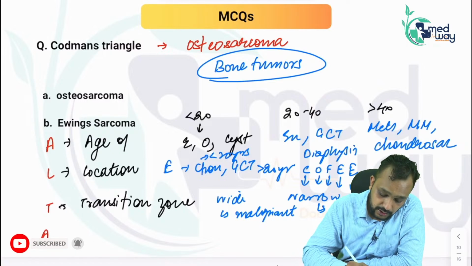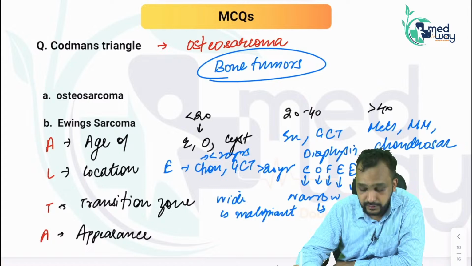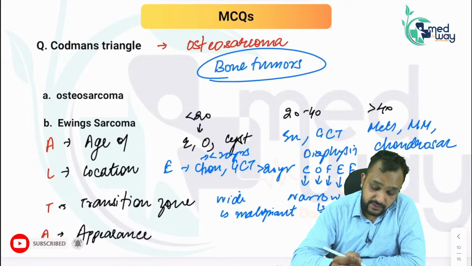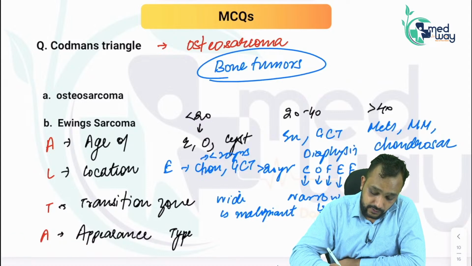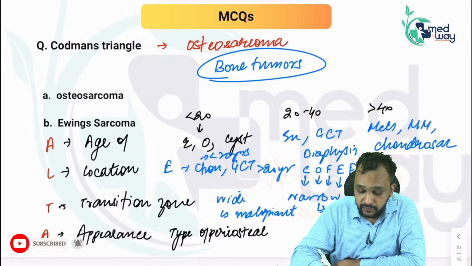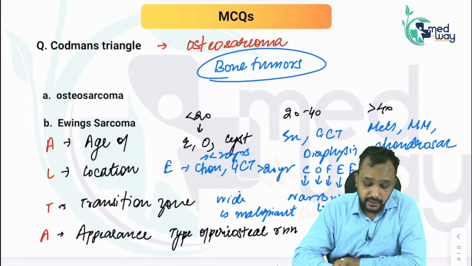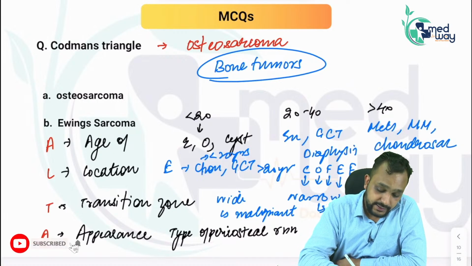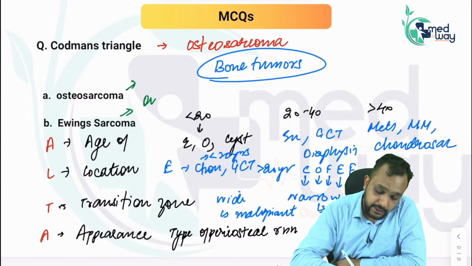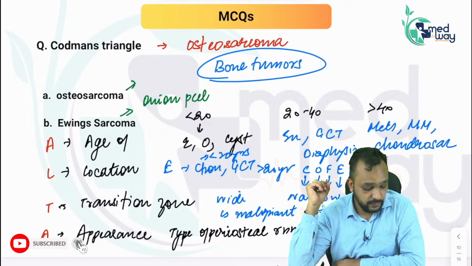And the last parameter, about A, is appearance. So different tumors can have different appearances, like the question that was asked. Basically Codman's triangle, the type of periosteal reaction. On the type of periosteal reaction, you can tell what type of bone tumor it is. So if a patient is having Codman's type of periosteal reaction, you are going to think of osteosarcoma. If there is an onion peel type of periosteal reaction, you are going to think of Ewing's sarcoma, right?